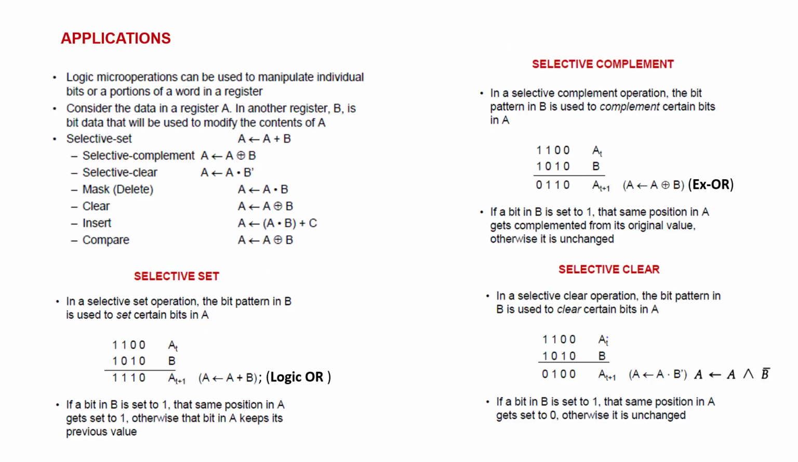Now, what are the various applications of these logic microoperations? How will they be useful for us, and when do we perform which type of logic operation? We have seen we use only 4: AND, OR, XOR and complement. What is the use of these? These logic microoperations can be used to manipulate individual bits. The logic microoperation is bit-wise manipulation, so the individual bits of the contents of a register will be handled here.